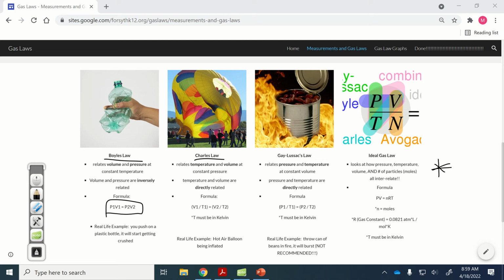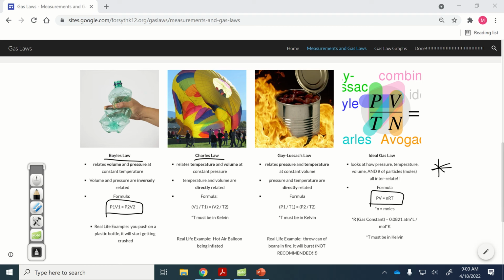So we can now ask how much stuff is in there and how the amount of substance will affect things. In all of Boyle's, Charles', and Gay-Lussac's laws, we're keeping the amount of the gas the same in each situation. Okay? Ideal gas law, we can change it up. So our formula is PV equals nRT.